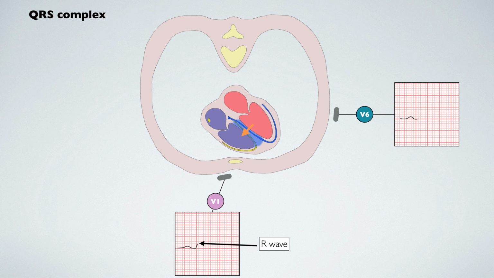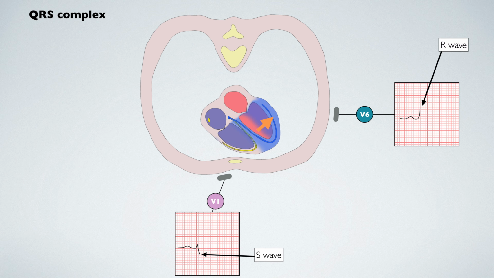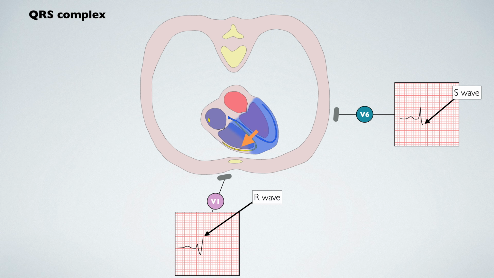This is followed by depolarization of the left ventricle, which produces an S wave in V1 as the vector moves away from the electrode, and an R wave in V6 as the vector moves towards it. The electrical activity then moves to the right ventricle, slowly conducting through the ventricular muscle. This produces an S wave in V6 and an R wave in V1 as the current moves towards the electrode.